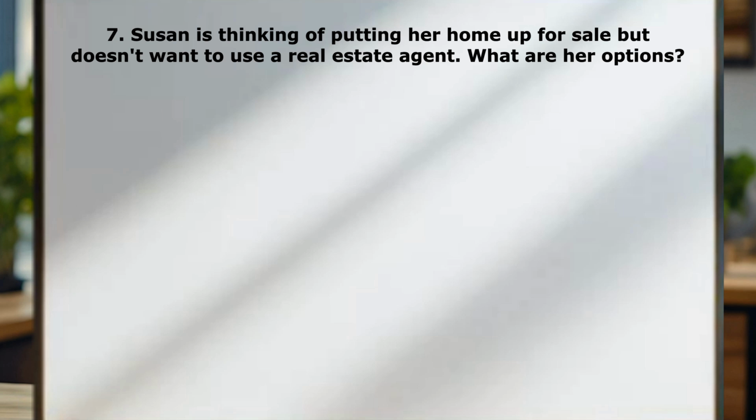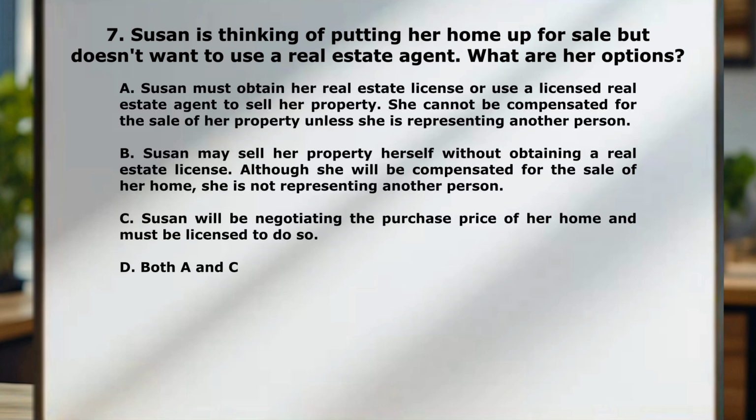Question number 7. Susan is thinking of putting her home up for sale, but doesn't want to use a real estate agent. What are her options? A, Susan must obtain her real estate license or use a licensed real estate agent to sell her property. She cannot be compensated for the sale of her property unless she is representing another person. B, Susan may sell her property herself without obtaining a real estate license. Although she will be compensated for the sale of her home, she is not representing another person.